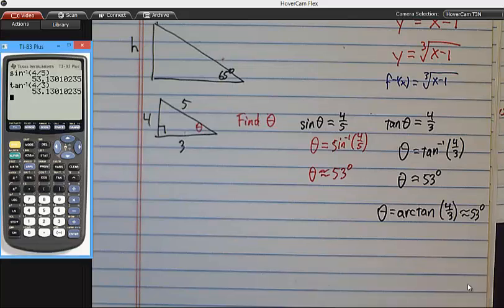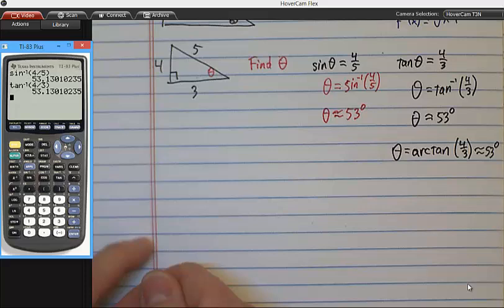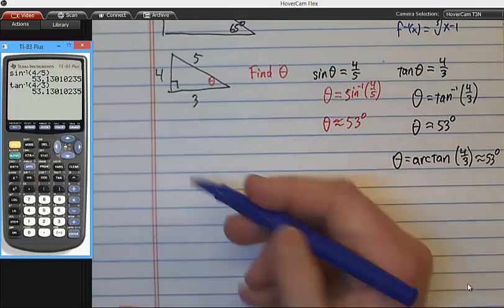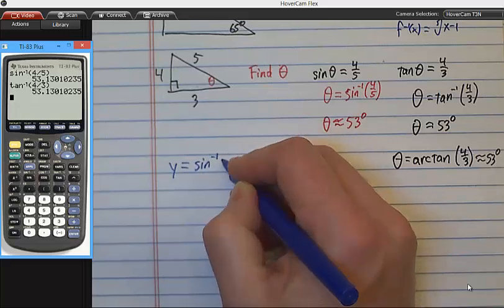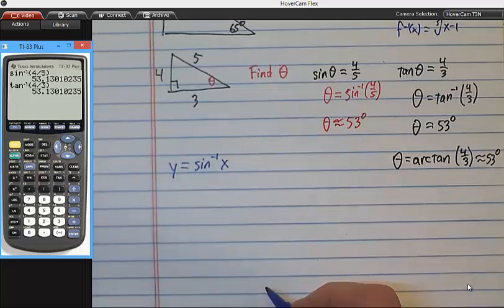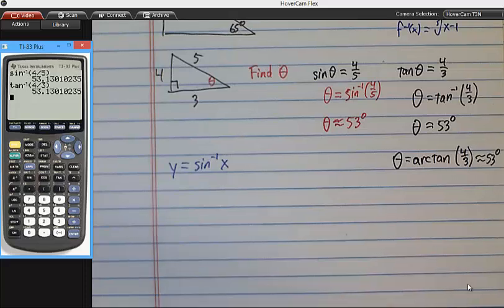It probably makes sense to you why I was asking you for the domain and range. See, what I'm about to do is I want to study functions like this. Y equals the inverse sine of x. I want to study that function. I want to understand it better.